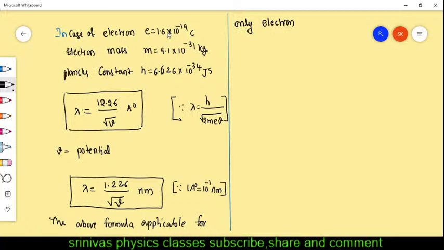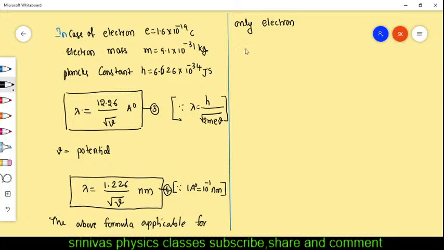Because we used the electron charge, electron mass, and Planck's constant, all electron values, you will get only the electron wavelength. That's why this is applicable only for electrons. This we can take as equation 3, and this is equation 4.